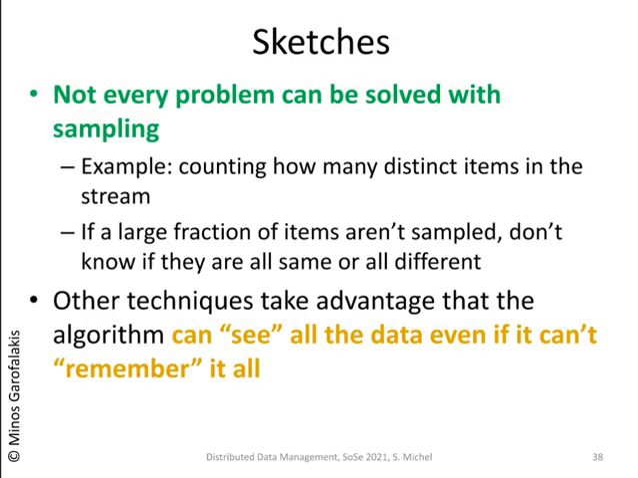However, not all problems can be solved using sampling in data stream processing. For instance, counting how many distinct items you have in a stream is not possible, because if you have a large fraction of items not sampled, you don't know if they're all the same or all different, for instance. And other techniques we will see later on, they will look at all the items coming in. Also, they still do not remember all of them, but they're doing some clever approximation of what we want to count. For instance, here we want to count how many distinct items we have in the stream.